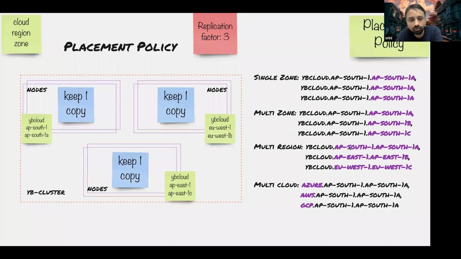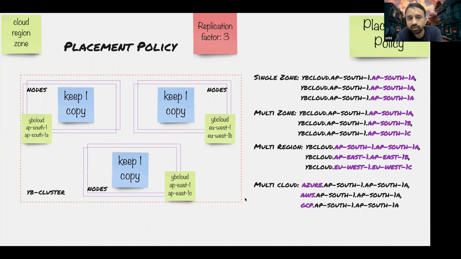So that if one of the regions goes down, let's say AP South 1 or AP East 1, as long as the other two regions are able to communicate and healthy, your cluster would continue to serve read and write traffic. And the next one is the multi-cloud, where you would be able to survive a cloud level failure, which is very rare, by the way, right? But essentially, that's the role of placement policy.